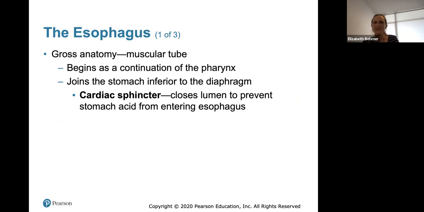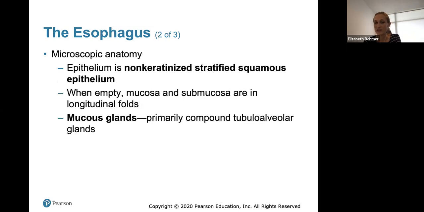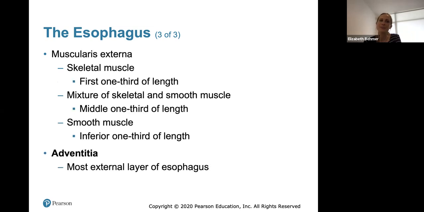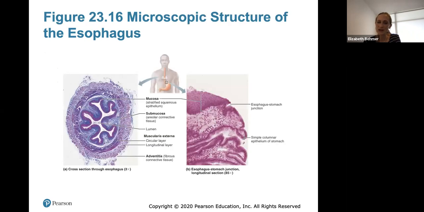The esophagus then is just a muscular tube, and it joins the stomach inferior to the diaphragm, and at the cardiac sphincter, this is what will close the lumen to prevent stomach acid from entering the esophagus. The cardiac sphincter is also called the gastroesophageal or inferior esophageal sphincter. The microscopic anatomy of the esophagus, it's lined with non-keratinized stratified squamous epithelium. There's mucus glands. It has the 4 layers like everywhere else in the digestive tract that you can see there.